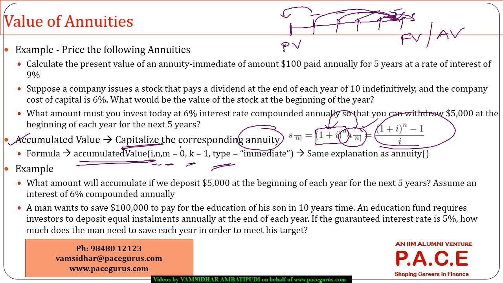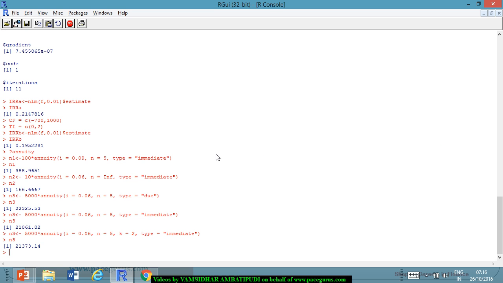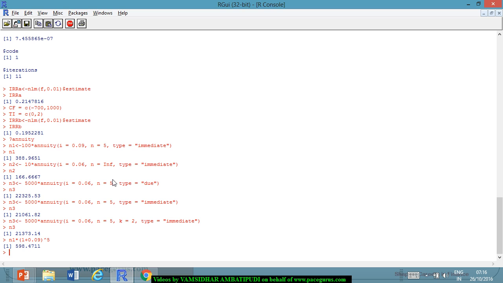So it's as good as saying, probably for the same N1 example, let me take the N1, 388. So I'll take N1 into 1 plus I to the power 5. Let me just take simply, I found N1 and I am taking it as 1 plus I to the power 5. So this number 598.47 is the accumulated value for that same numerical.